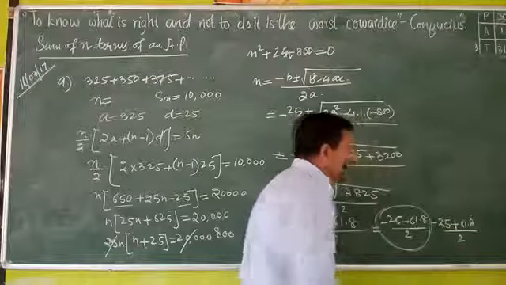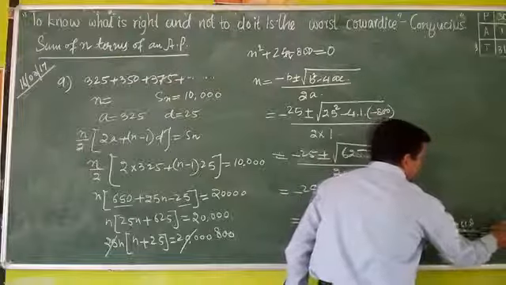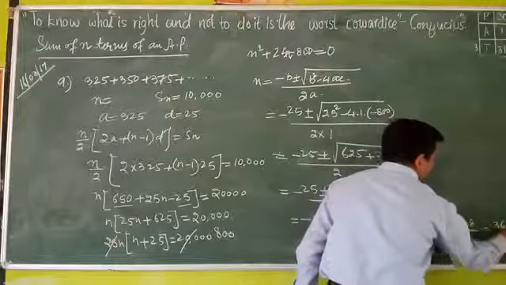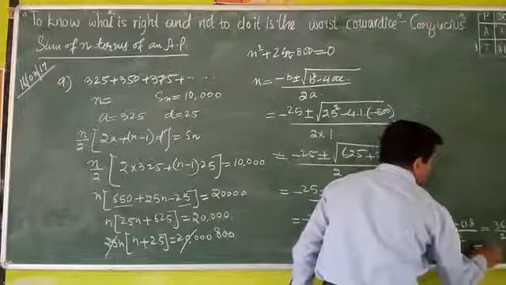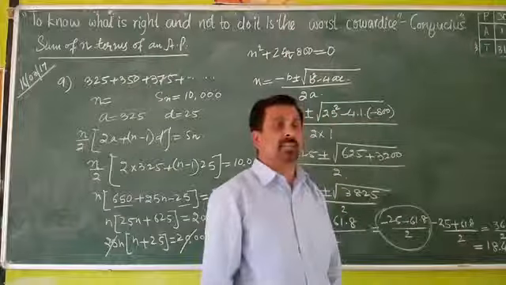Is this okay? So this can be 11 minus 5 on 6, and 5 minus 2, 3 divided by 2. So finally this is coming 18.4. You got the answer.